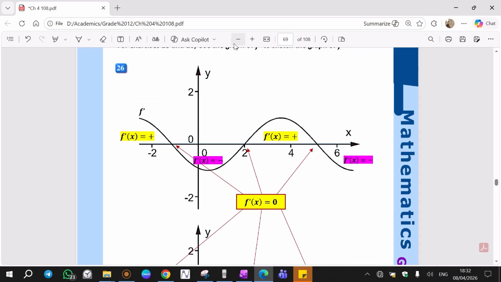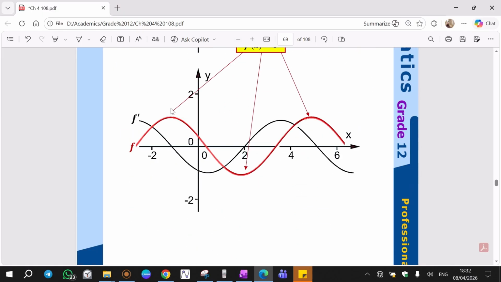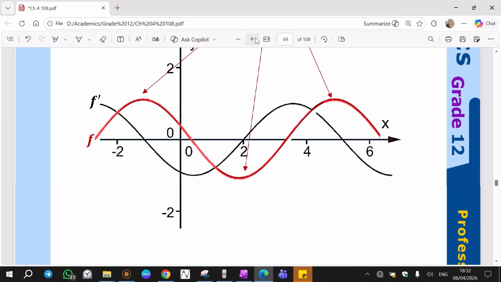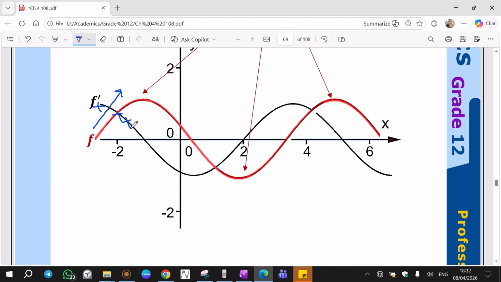And again, we have graph of f and graph of f prime to match. C, that's only for a quick review, refreshing the knowledge about f and f prime. If f is increasing, f prime is positive. When f is maximum or minimum, f prime is 0. When f is decreasing, f prime is negative.